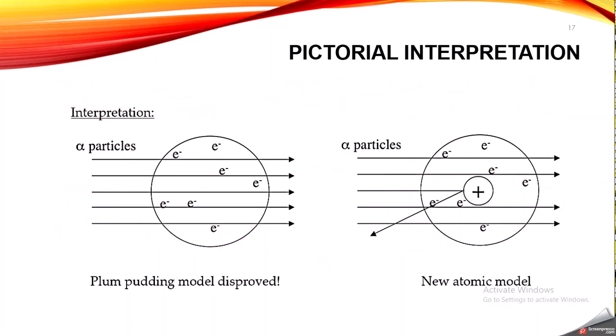So here is a pictorial interpretation of the two kinds of model. After the discovery of the electron by J.J. Thomson, we had this plum pudding model where the positively charged pudding and the electrons are present inside it. But after the Rutherford experiment, the presence of a positively charged nucleus in the center was determined. And he said the electrons are surrounding this positively charged nucleus, and if the alpha particles are passing through the atom, some of them can be backscattered by this positively charged nucleus. So now the structure of the atom was transformed from the plum pudding model to the new atomic model.